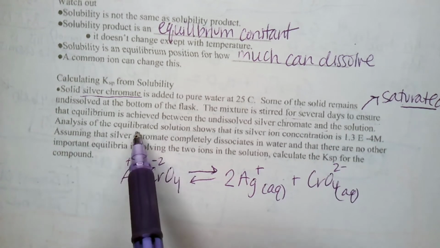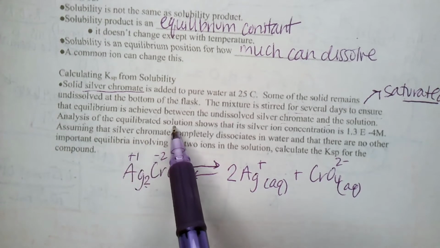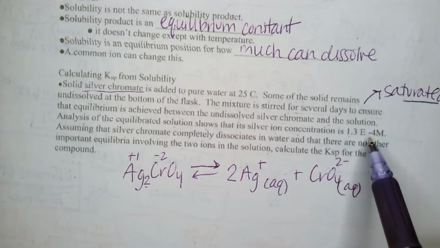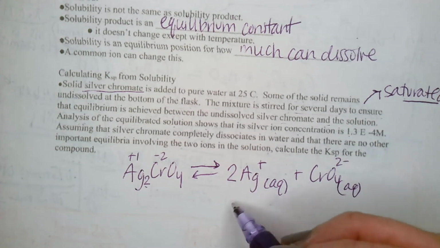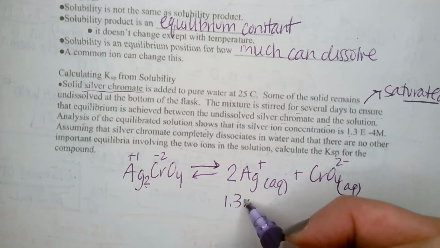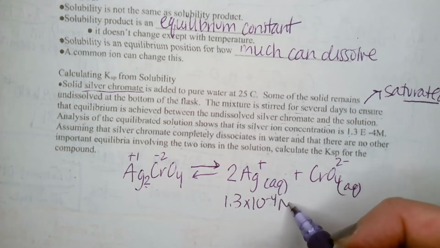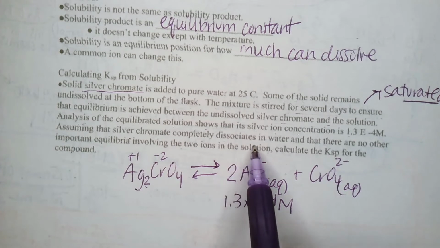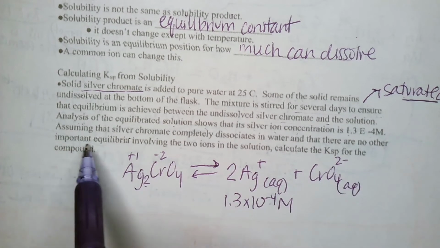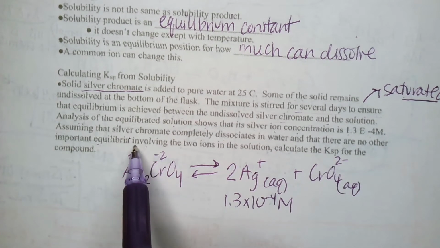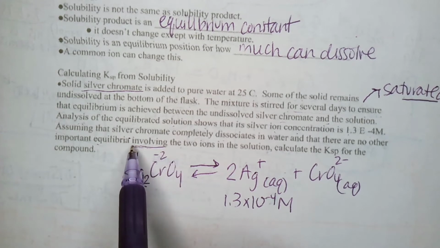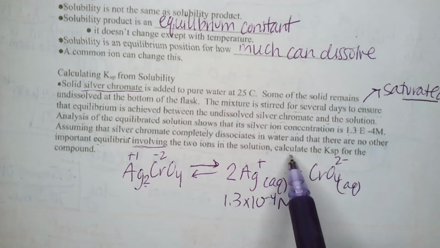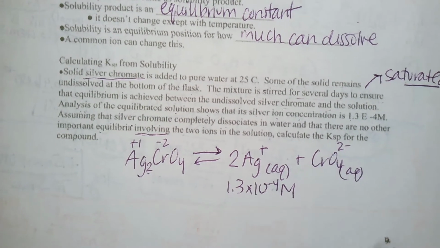It says that analysis of the equilibrated solution shows that its silver ion concentration is 1.3 times 10 to the negative 4. Here's my silver ion, 1.3 times 10 to the negative 4th molarity. Assuming that silver chromate completely dissociates in water and that there are no other important equilibria involved, meaning no common ion effects and whatnot, nothing else involving those ions, calculate the Ksp for the compound.